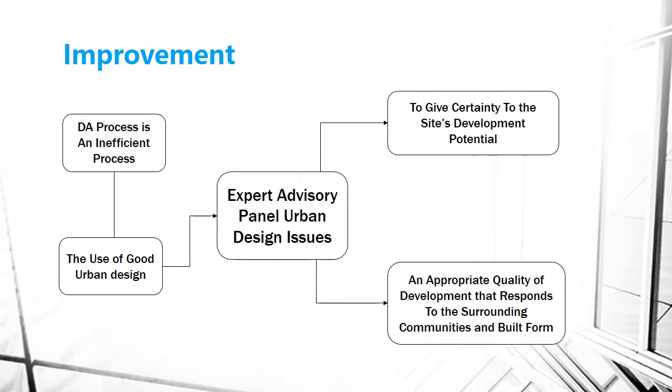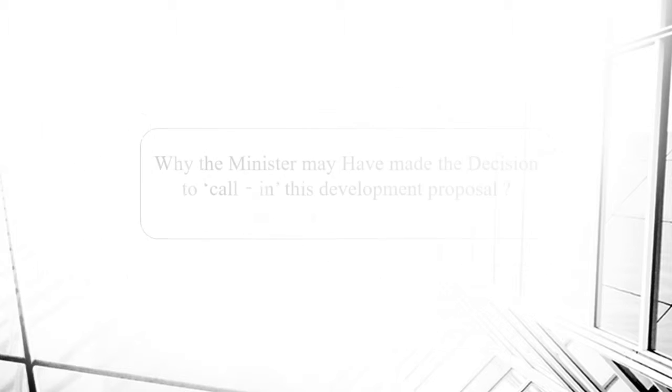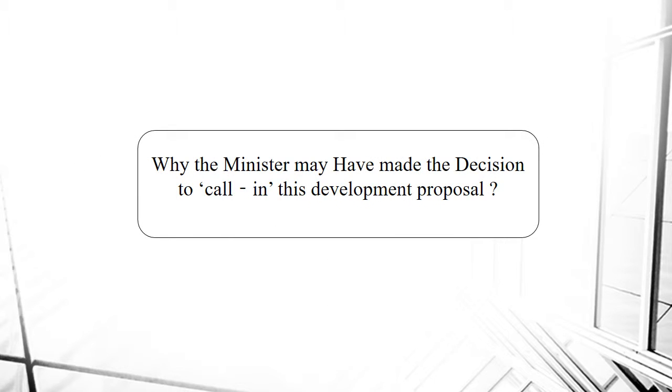What's more, it applies the use of good urban design concepts due to the recommendations from the expert advisory panel on urban design issues for the project. The panel made 27 recommendations to give certainty to the site's development potential and ensure an appropriate quality of development that responds to the surrounding community and built form. Before a detailed look at approvals obtained, processes to be followed and issues to be addressed prior to construction commencing.